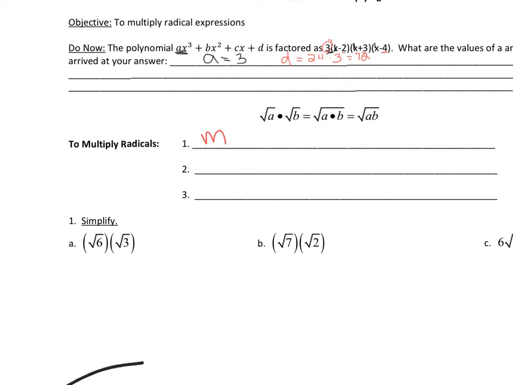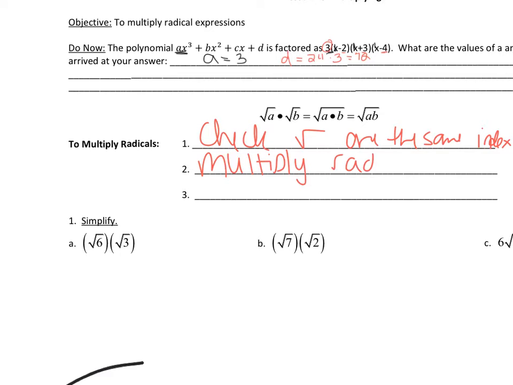Okay, so to multiply radicals, what you want to do is first check that the radicals are the same type. So check the radicals are the same index. What I mean by index is cube root, square root, etc. And then you're going to multiply the radicands, which is the inside of the radicals, and then you're going to simplify.